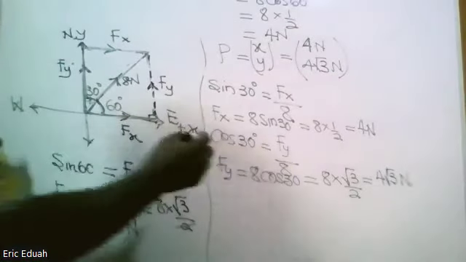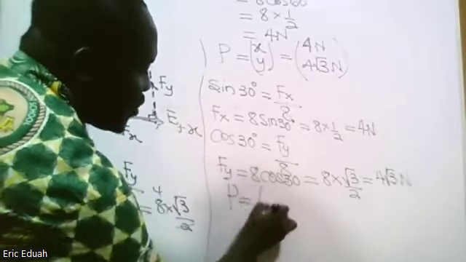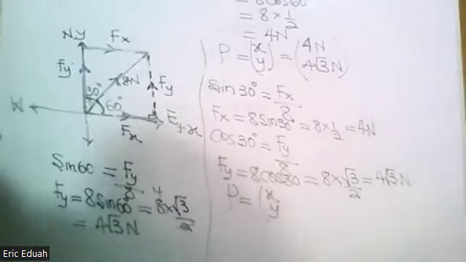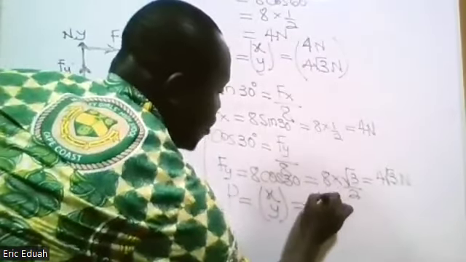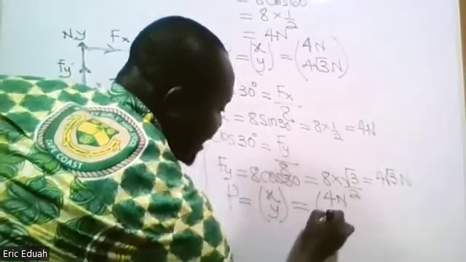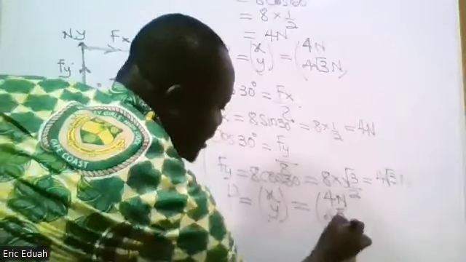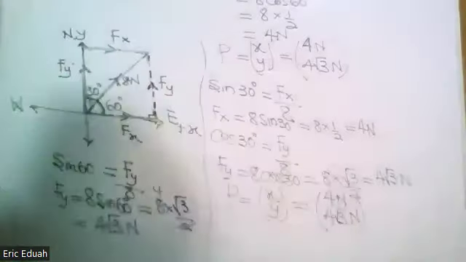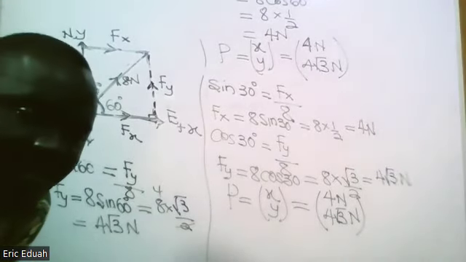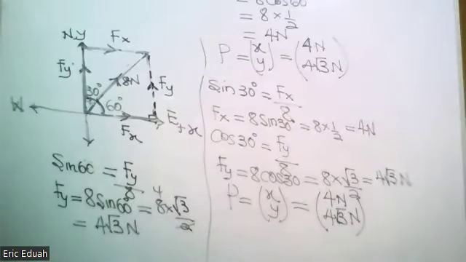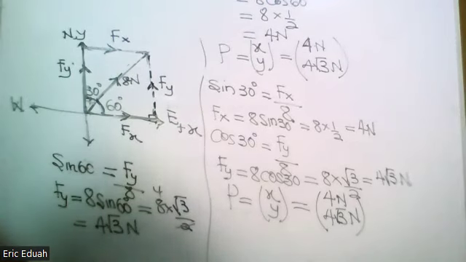So you realize that whether you take 30 or 60, P, which is x on y, would be equal to the same value. X is 4, and then y is 4 root of 3 Newton. So no matter how you look at it, if you do the right thing, you must get the same results. Please, is that clear?